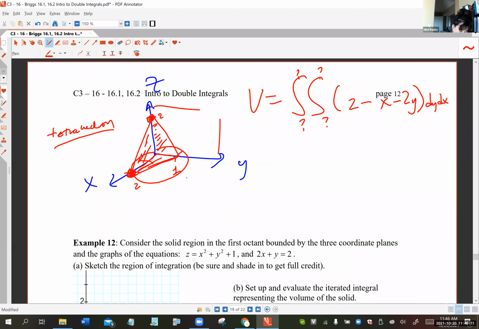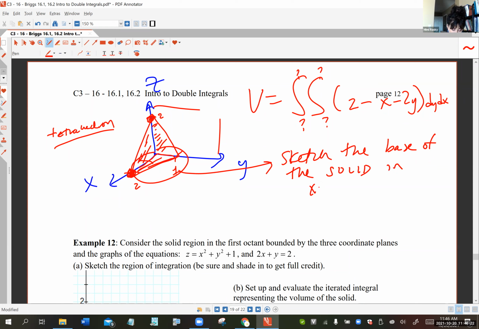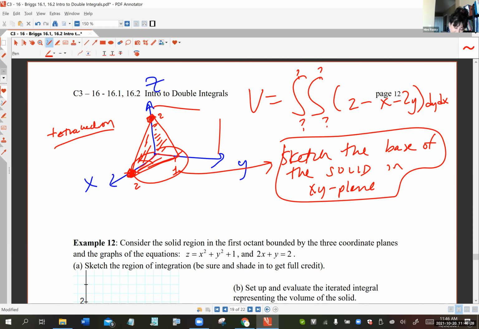The thing you're going to need to do, even though they didn't say it, is sketch the base of the solid in the xy plane. And this will help you finish out the problem. I'm telling you this because I'm giving you my gold. So take it as gold. Some people don't believe my gold.